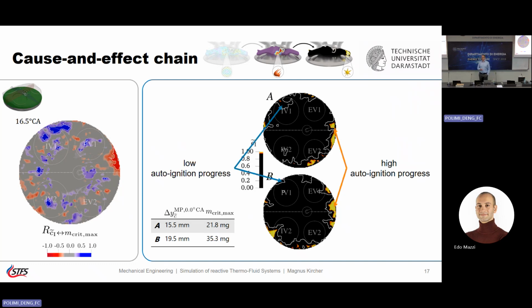The picture is different for the pockets at the top between intake valve 1 and exhaust valve 1. Here only a minor contribution to the critical mass is visible. This indicates that the location of these pockets of unburned mixture determines the critical mass of our combustion. And with the correlations we have seen before, there is the indication that the local distribution of these pockets of unburned mixture is already decided in the early combustion phase.